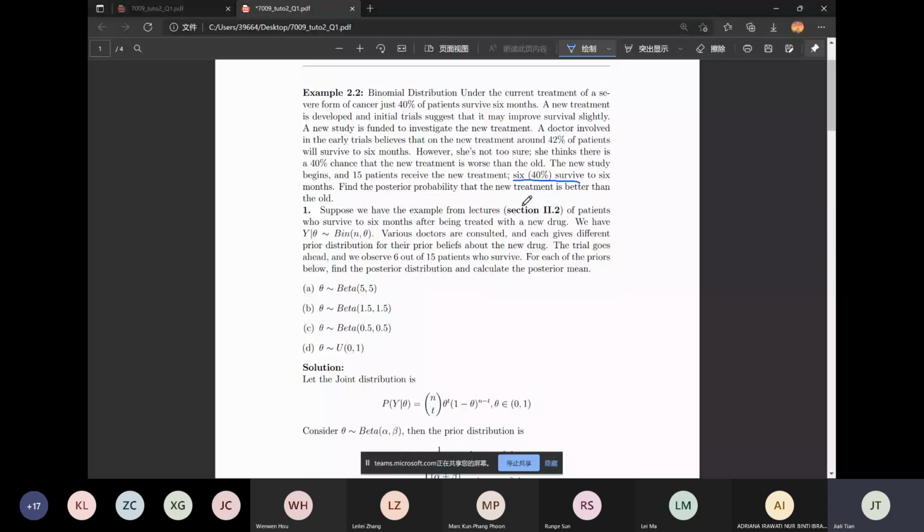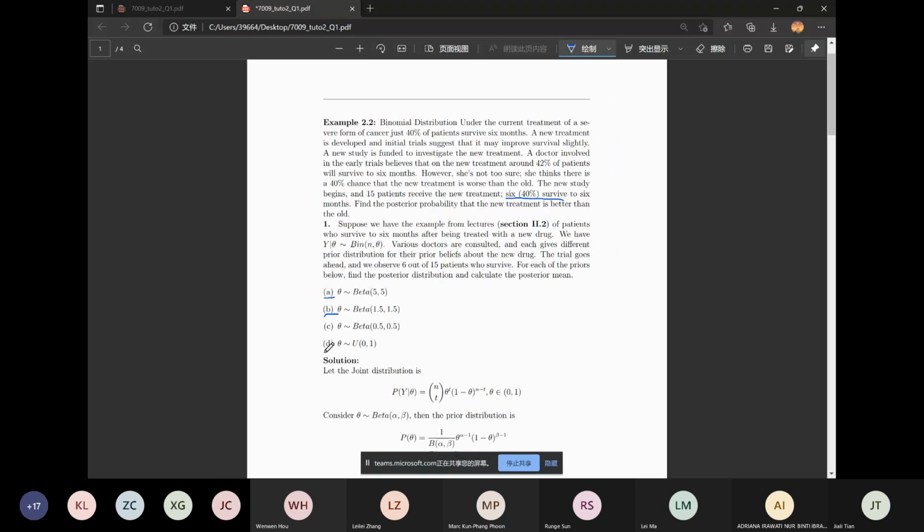The no survival rate is 40%. Since questions A, B, and C are the same, and all give beta distributions, my solution is to find the corresponding distribution function first.